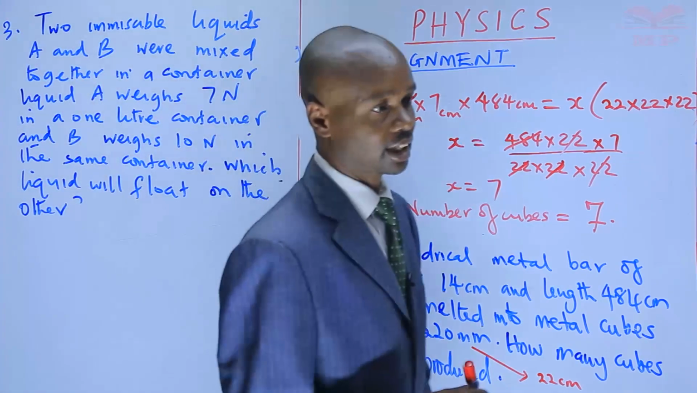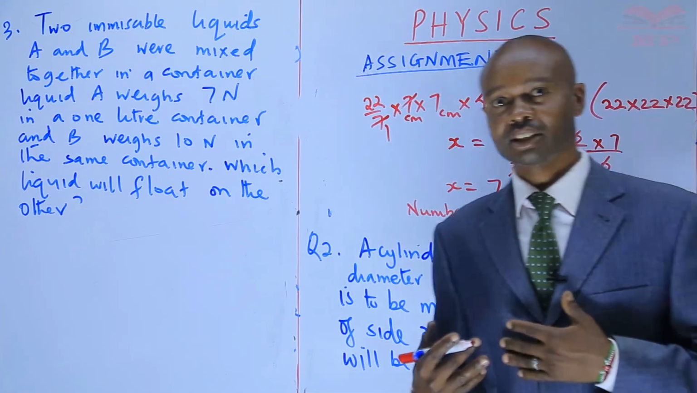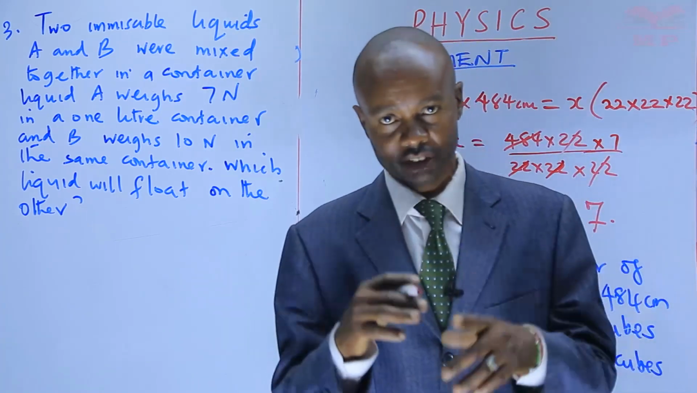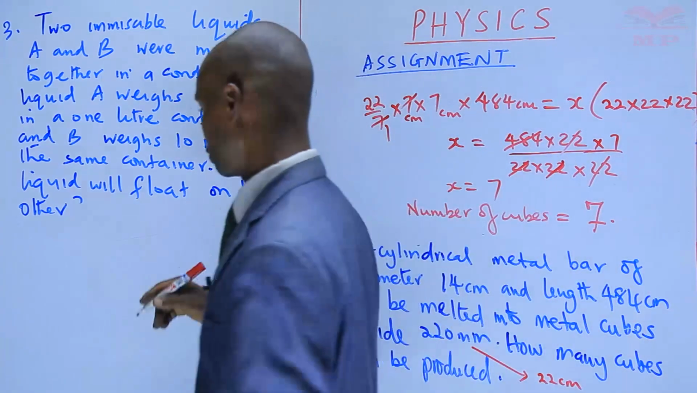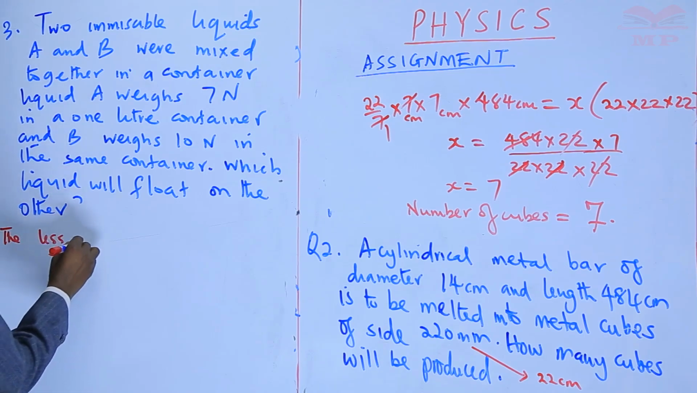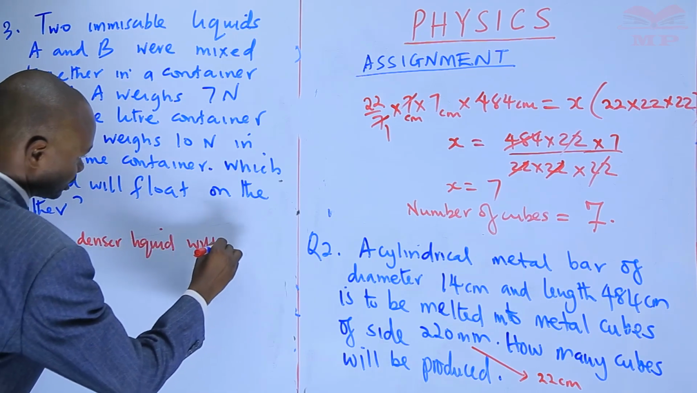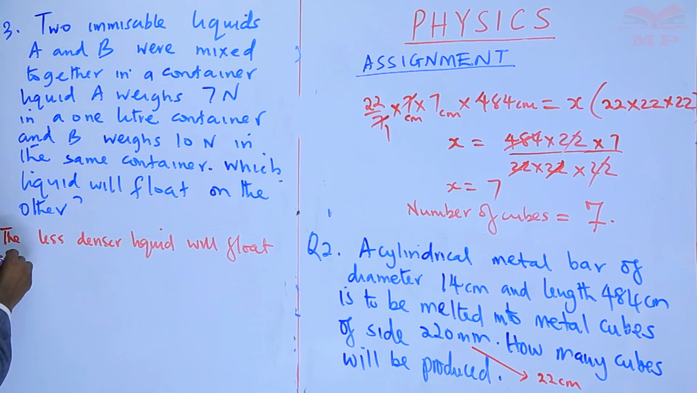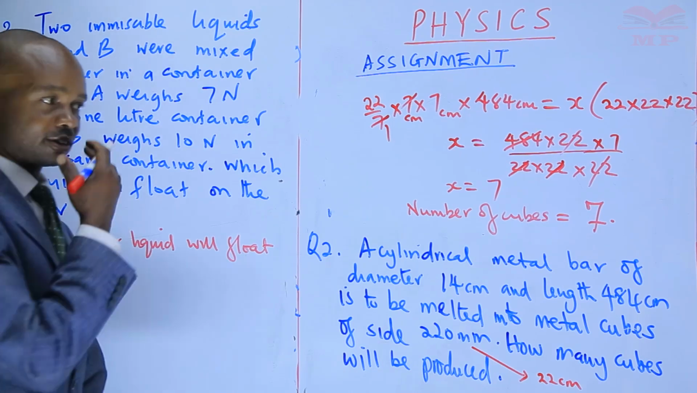So there is a principle I talked of in the other lessons. It's called relative density. When you get relative density, you are comparing the density of that substance or liquid to the density of an equal volume of water. So you'll say the less dense liquid will float on the other. That is what you should first of all know. So you'll use what we call relative densities.